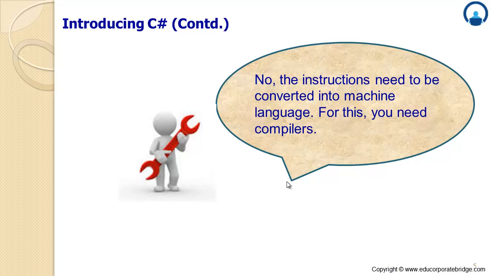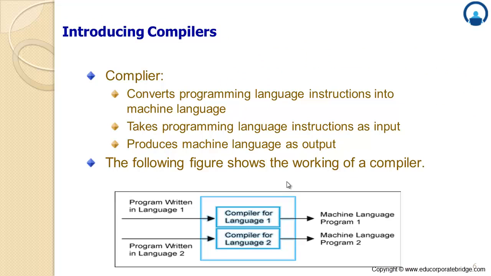So you need a converter which converts a programming language into machine language, which is called a compiler. What is a compiler? A compiler is software which converts a programming language into machine language so that the computer understands the instructions written. It takes the programming language instructions as input and produces the machine language as output.